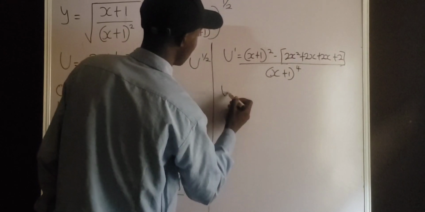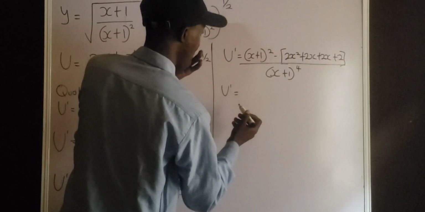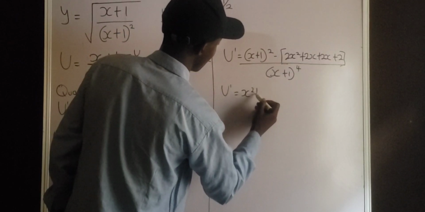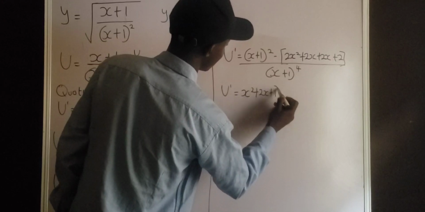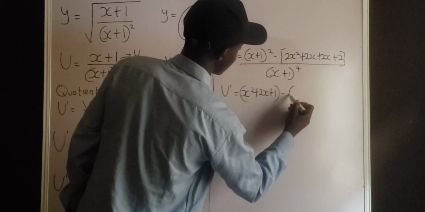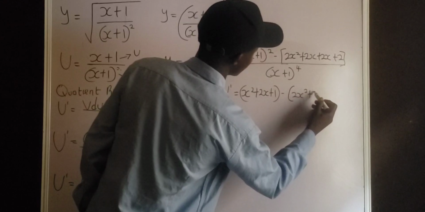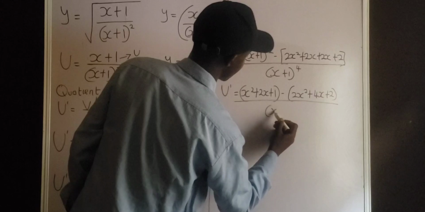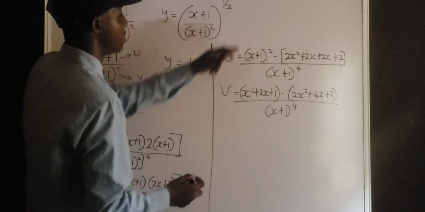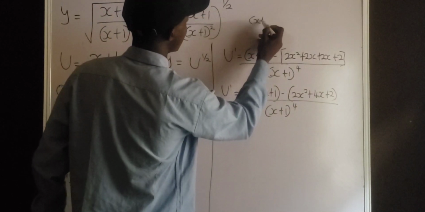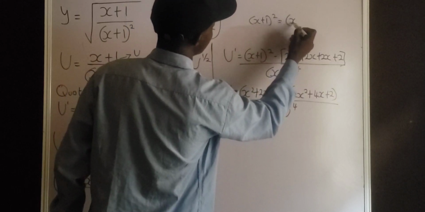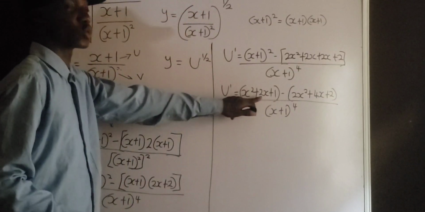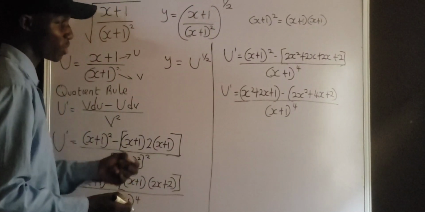Okay, so the derivative of u is equal to, if you expand this bracket, you are going to get x squared plus 2x plus 1 minus 2x squared plus 4x plus 2, all over x plus 1 raised to the power of 4. You understand? What I did here is this: x plus 1 raised to the power of 2 can be written as x plus 1 and x plus 1. If you expand this bracket, you are going to get x squared plus 2x plus 1. Do you understand? So let us proceed.